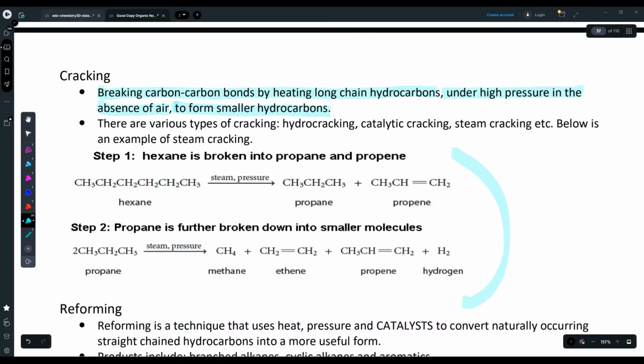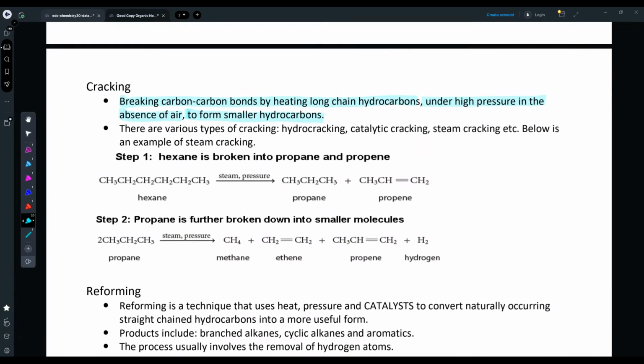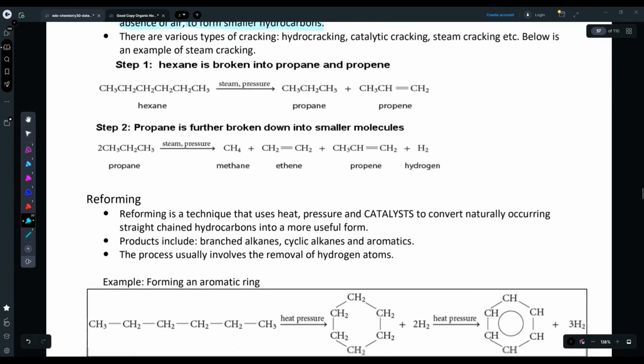For this, don't worry about memorizing. The main idea is you need to know that cracking, what it does is you take long chains of hydrocarbons and break them apart into smaller chains. Okay, and you get a variety of different products from the cracking process. Okay, because not all the long chains of hydrocarbons are going to break in exactly the same spot.